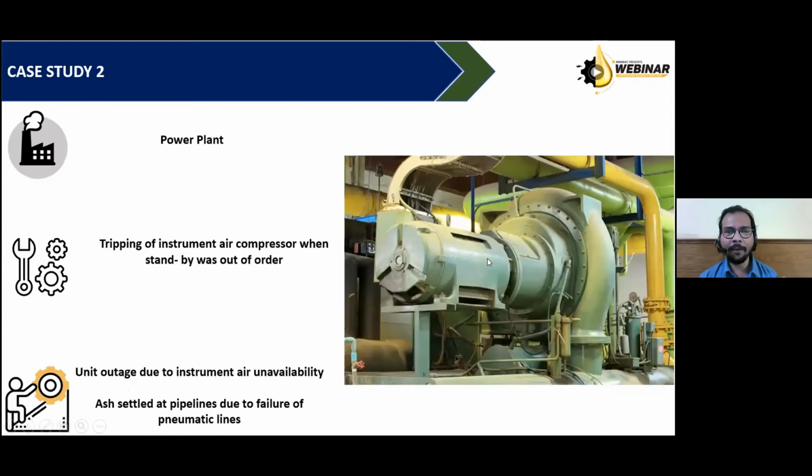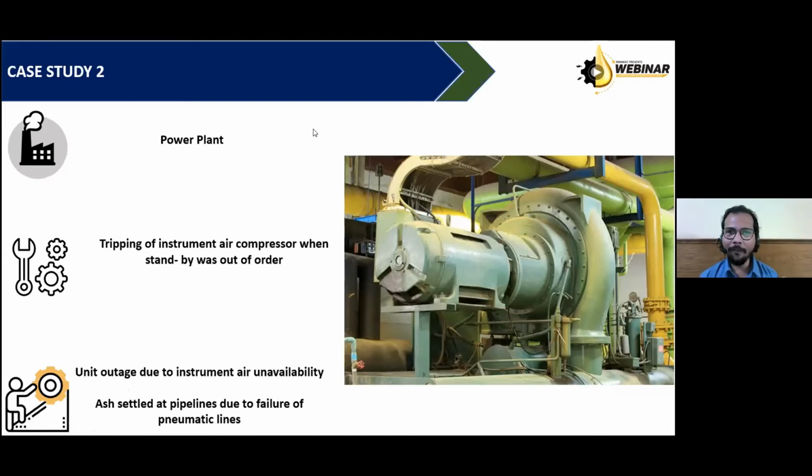The next case is from a power plant. This power plant was of a large capacity of 600 megawatt, and I was working in this plant at that time, looking after the maintenance of this compressor as well. It was in my division only.